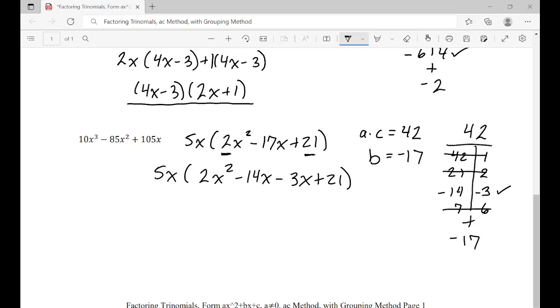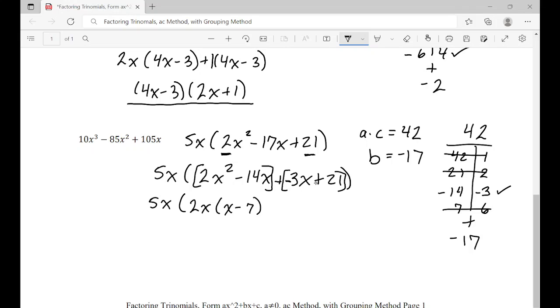And so now I'm going to group the first two, and I will group the last two, not forgetting that I need to move the negative sign inside the 3. So plus here and a negative there. So now the GCF of the first group is going to be 2x. And the rest simplifies to x minus 7.